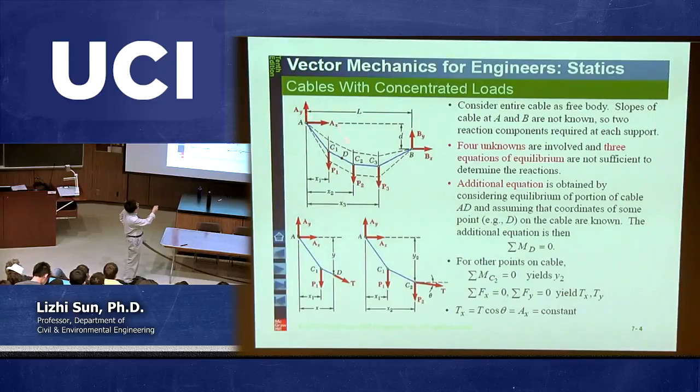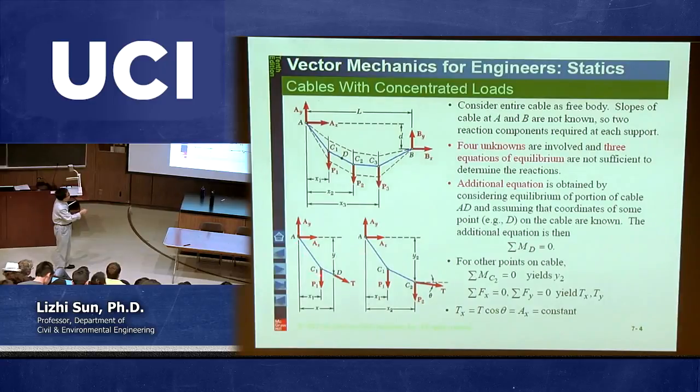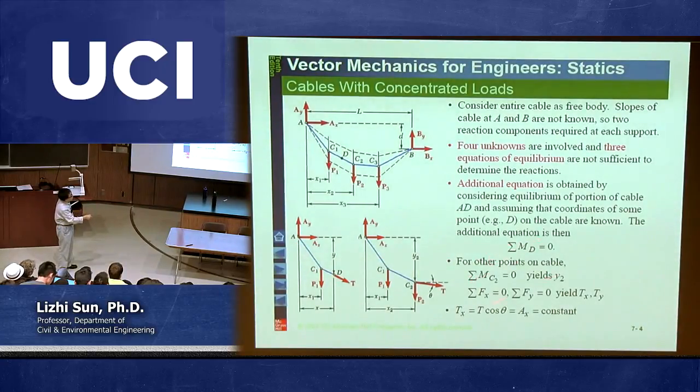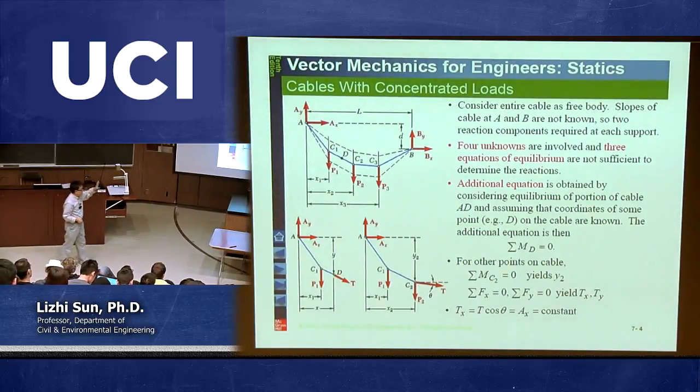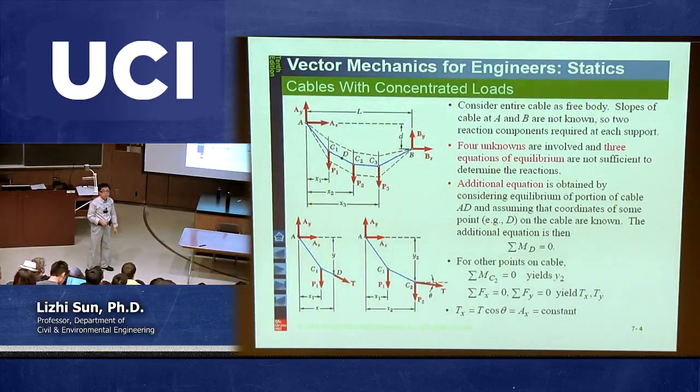For example, at point D, you cut at D, you look at the AD part. Of course, you can look at the DB part, not a problem. Just look at one part. After you make the cut, there's no moment at point D. So you can take a moment of all forces at point D, then there's one equation, and then you collect all the forces in x direction and in y direction. The bottom line is you can calculate all the unknowns. Okay, so this is the principle to solve any cable problem.